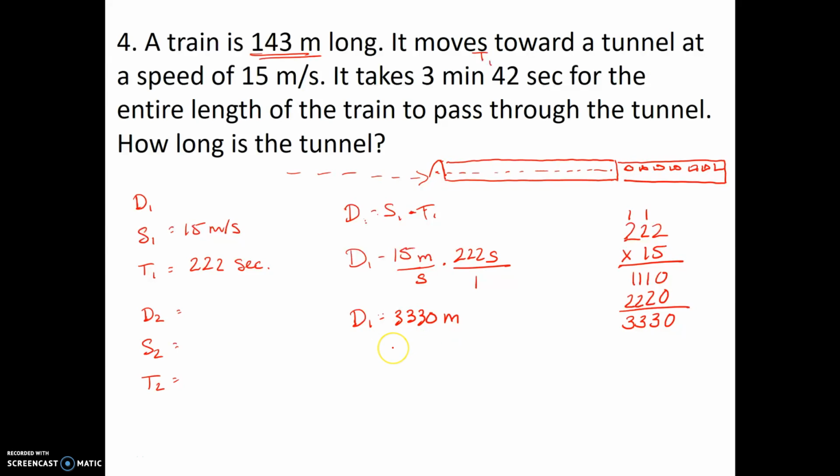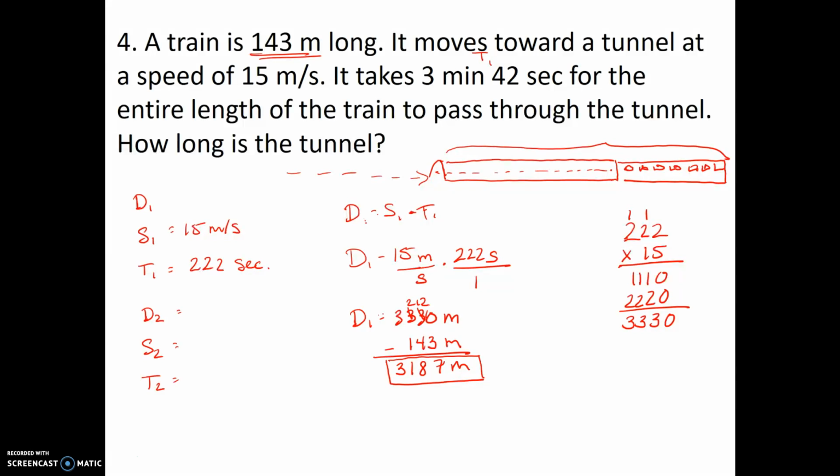So when you get that 3,330 meters, that's this entire distance right here. So let's go back and subtract 143 from 3,330. Okay, and so I've done that work for you right there. So hopefully that's what you got, 3,187 meters. I hope you got that on your own. This is a fun problem that really requires some thought.